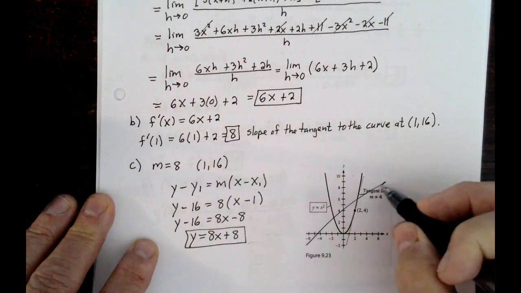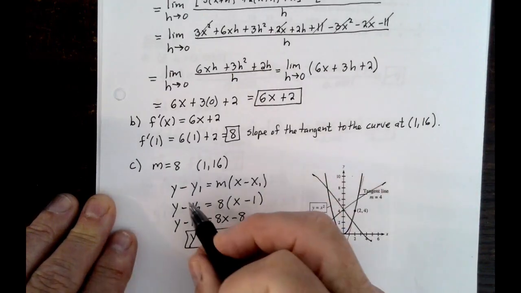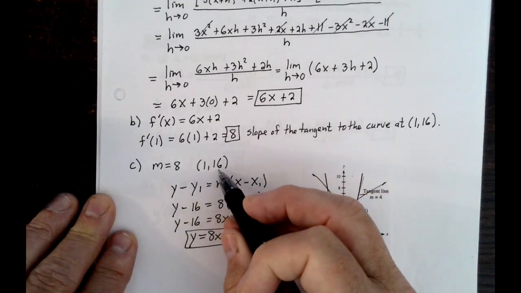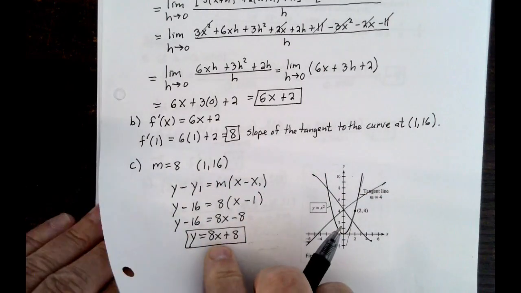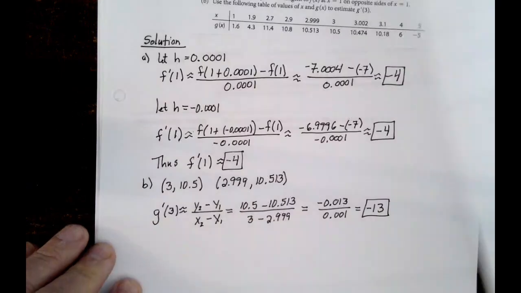This is actually the wrong graph. I should not have put that there. So remember, when you're finding the equation of a line, you can use y minus y1 equals m times x minus x1, where x1, y1 are given, and m is also given. And there's your equation of the tangent line at the point (1, 16).